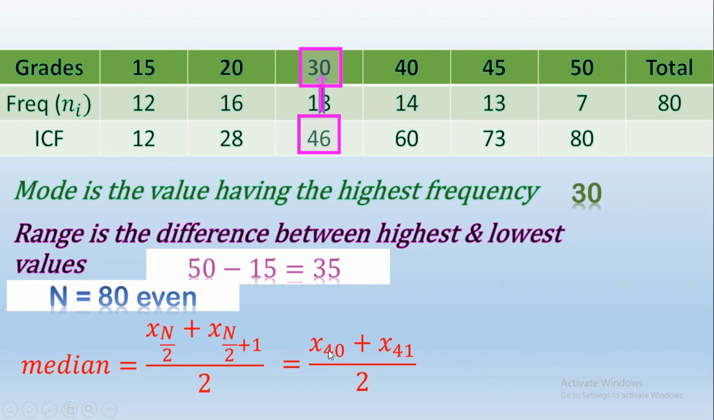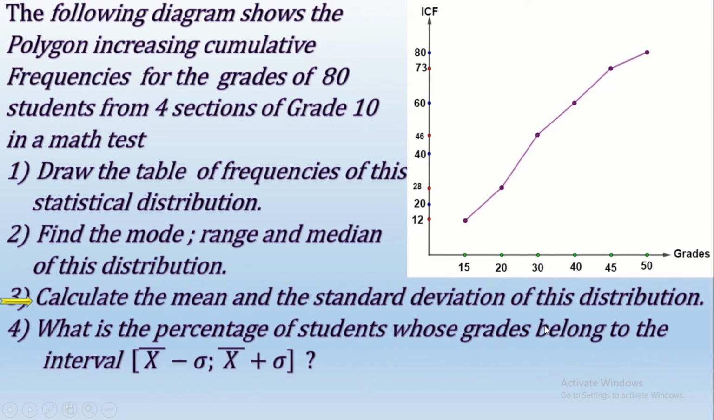Note that we don't have 40 in the increasing cumulative frequencies. We search for the number directly greater than 40, which is here 46, and its value is 30. Also, we don't have 41. We search for the number directly greater than 41 in the increasing cumulative frequencies, which is here 46. Its value is 30. So x40 and x41 are both 30. We can say that the median is then (30 + 30) all divided by 2, so 60 over 2 equals 30.